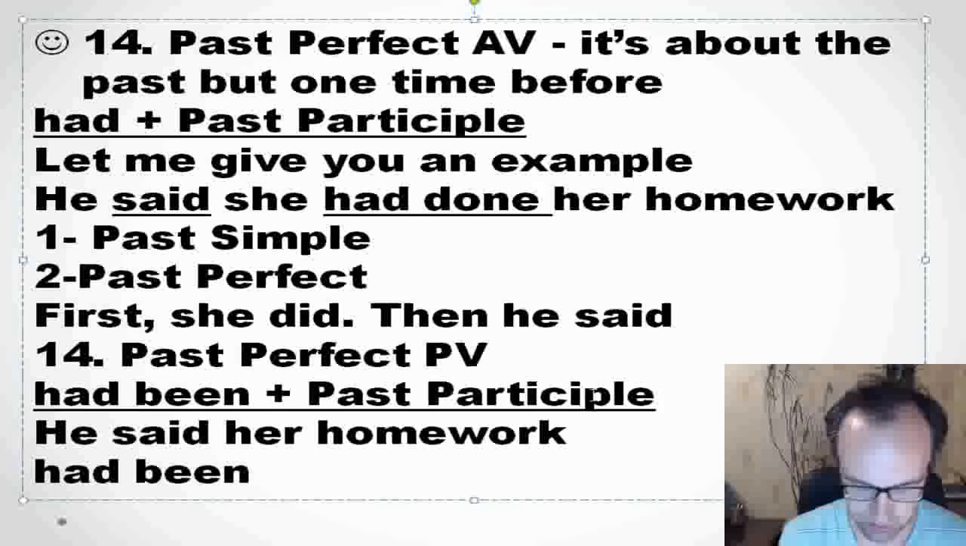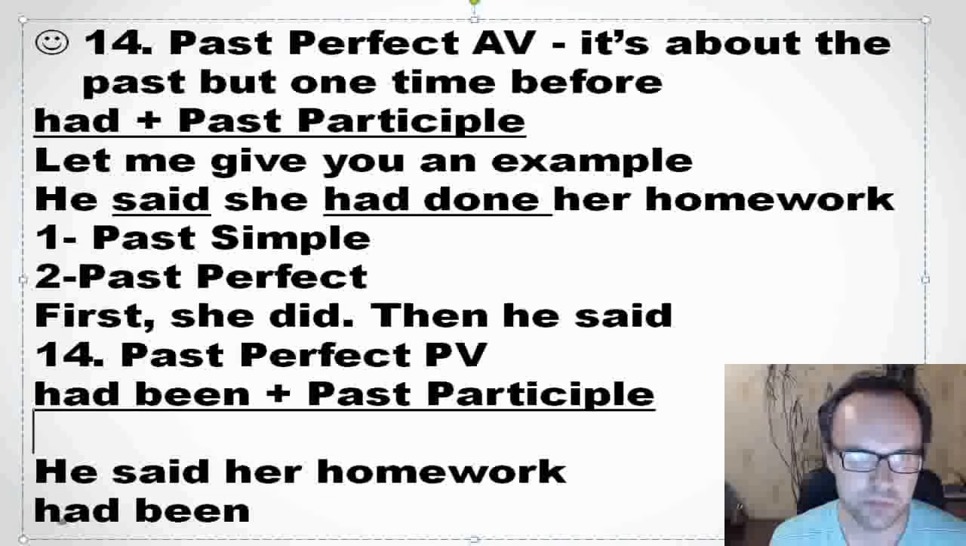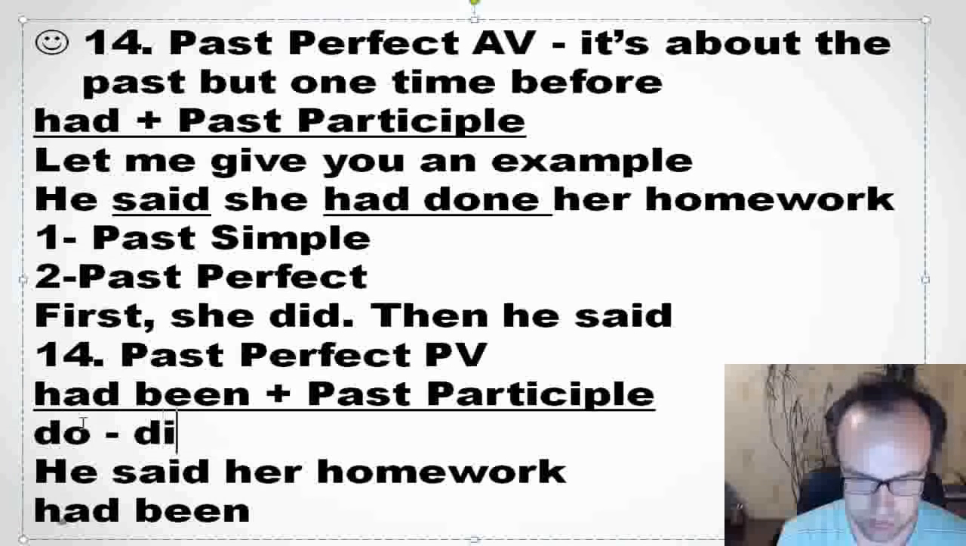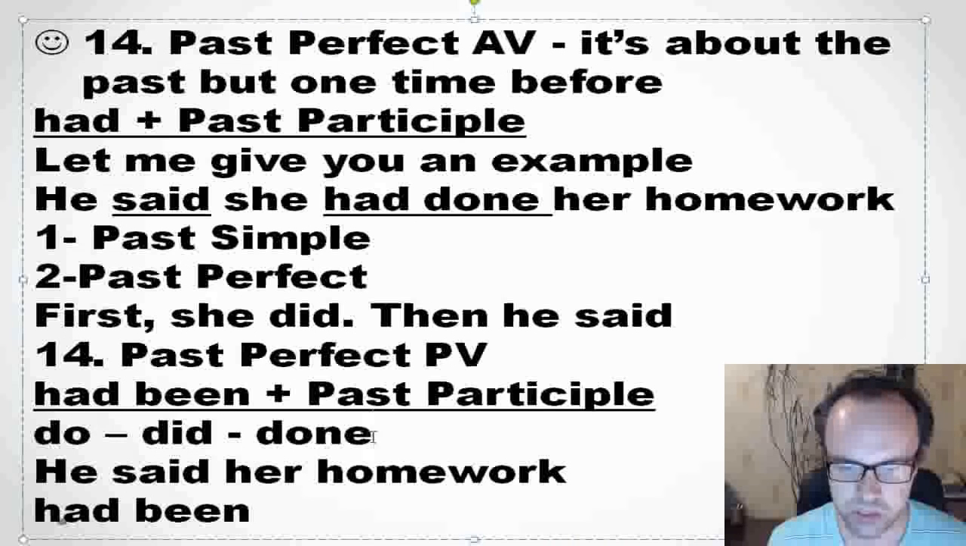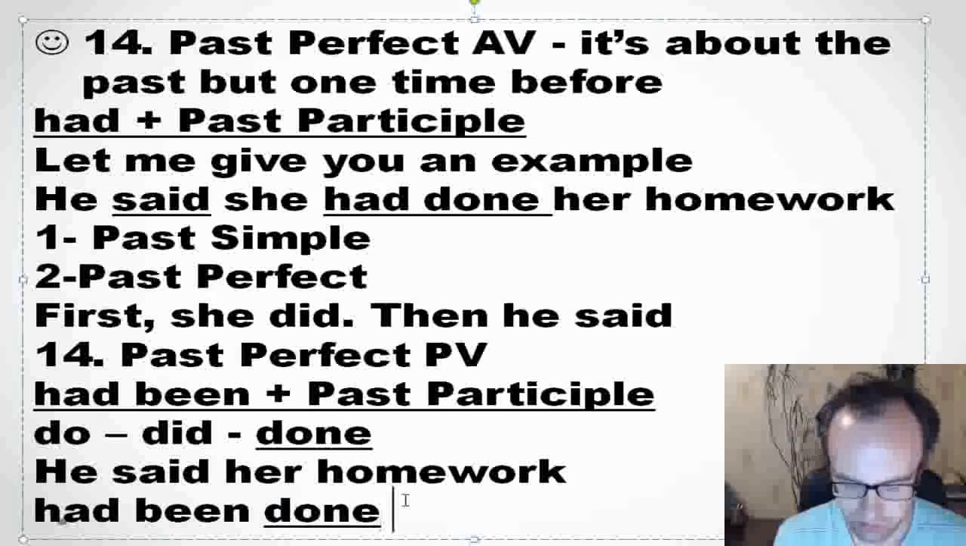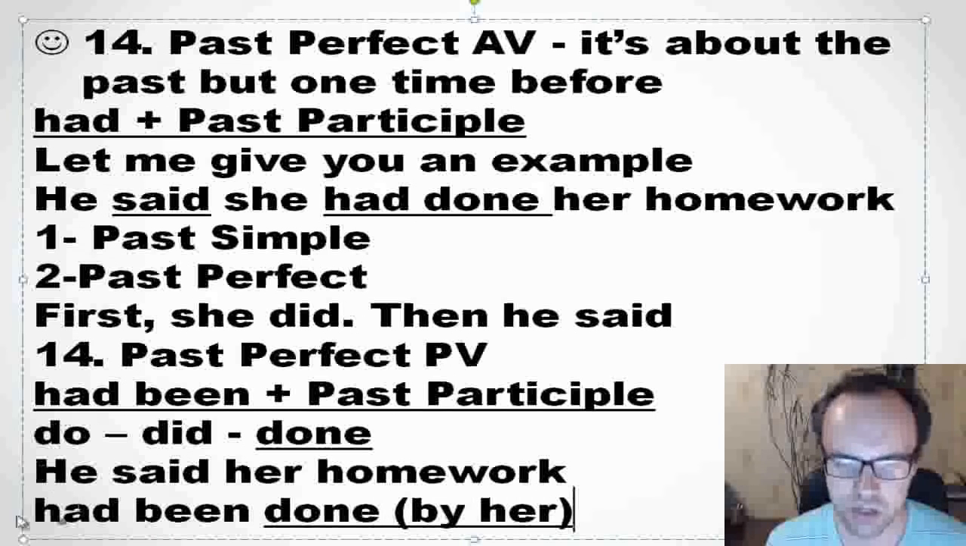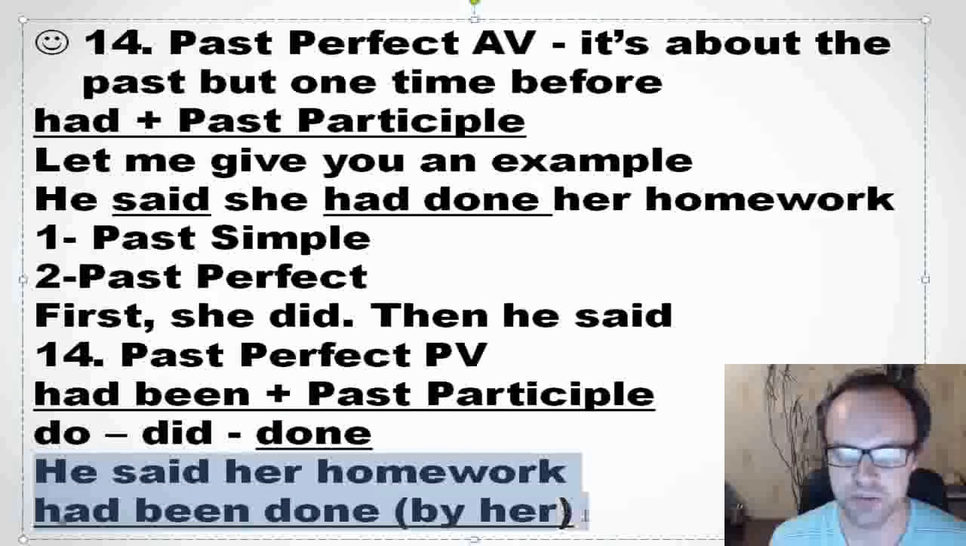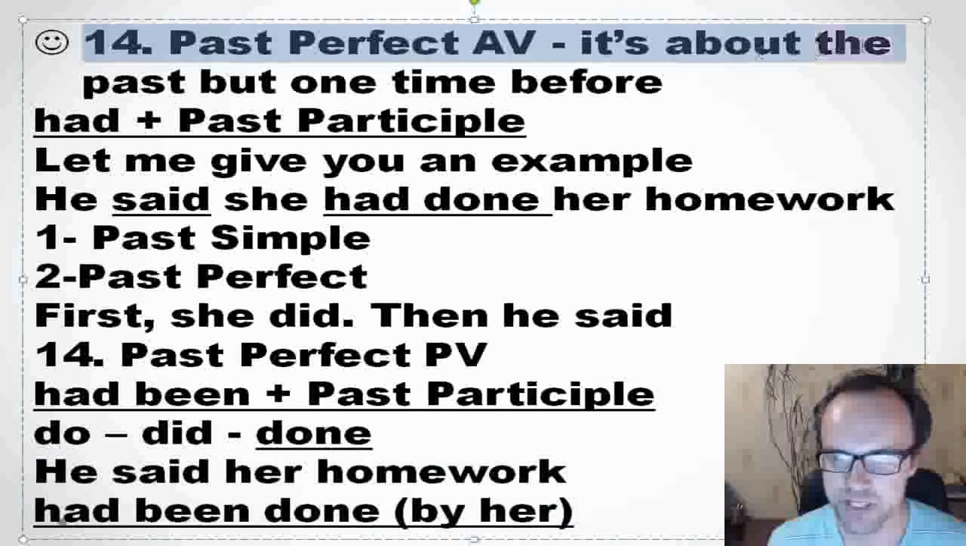So do, did, done. So you need it. So he said her homework had been done. Okay, good. Her homework had been done, by her, for example. So you use past perfect, had been done. So you see, he said her homework had been done. Very good. Okay, so past perfect active voice.